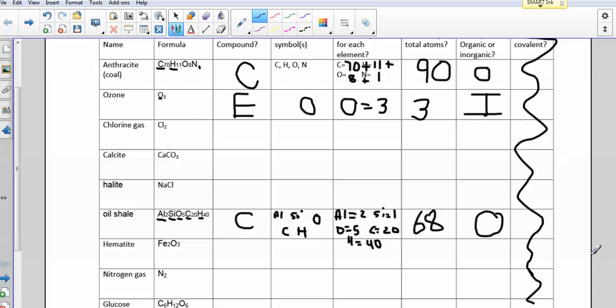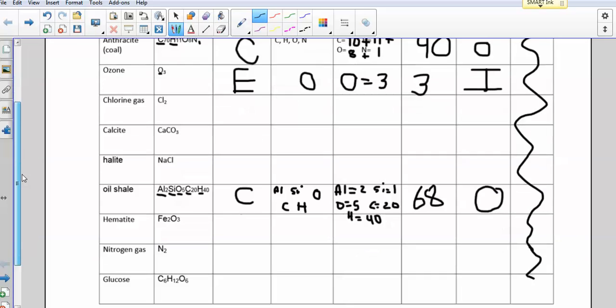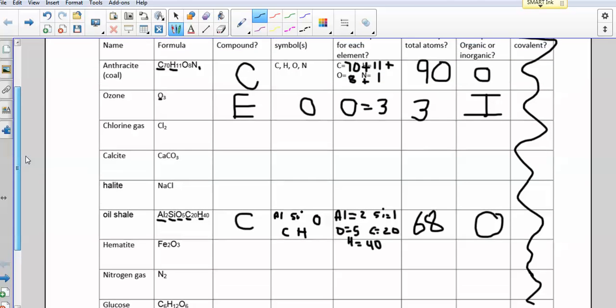All right, your job now is to finish the rest of this chart. You can fill it in, and then I'll have an answer key for you to check yourself against. So go ahead and fill in the rest of this chart.